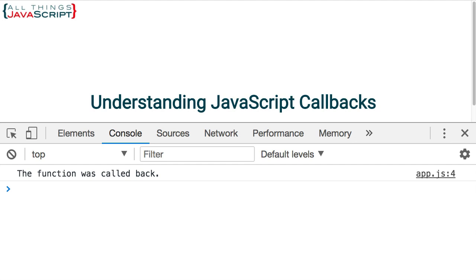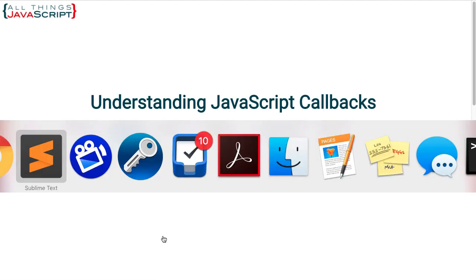Now, a very common application of callbacks in JavaScript are event listeners. You don't want something to happen until an event occurs, for example, clicking on a button. So you pass a function to an event listener. When that event occurs, it calls back the function. So let's take a look at that.